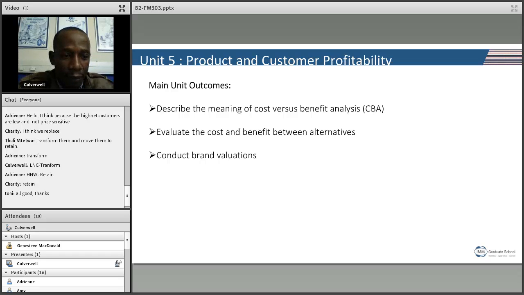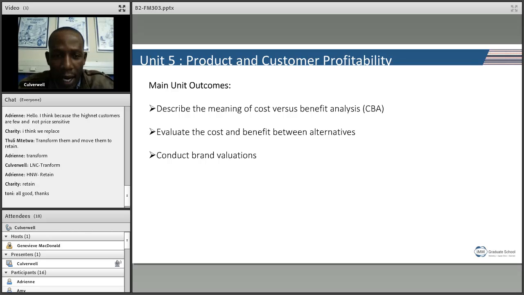Learn Unit 5. We're looking at, let me just read out the exact name of the topic itself. It is titled Quantifying Proposed Marketing Strategies and Projects. Quantifying proposed marketing strategies and projects. The main outcomes from this unit, the first one is you should be in a position to describe the meaning of cost versus benefit analysis, which is CBA.